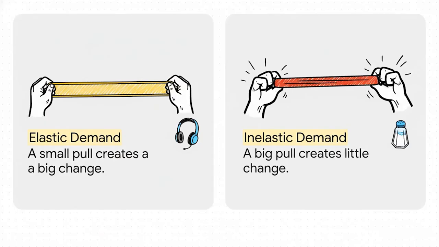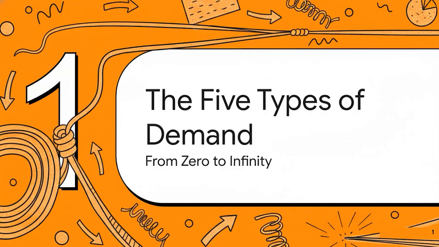Honestly, the best way to get this is to think of a rubber band. If demand is elastic, it's super stretchy. A small tug on the price causes a huge stretch in how many people want to buy it. But if demand is inelastic, that rubber band is stiff. You can pull and pull on the price, but the demand barely moves an inch. So this whole stretchiness thing, it's not just an on or off switch. It's actually a whole spectrum, and economists have broken it down into 5 main categories. Let's walk through them, going from the stiffest rubber band you can imagine all the way to the stretchiest.